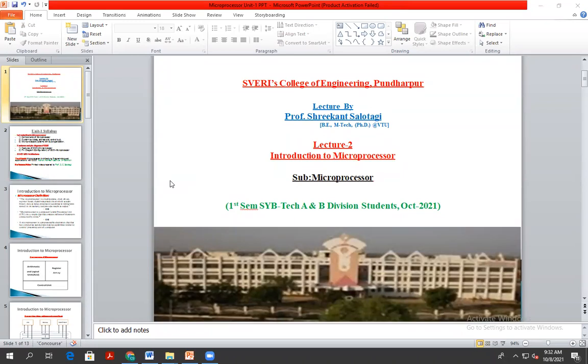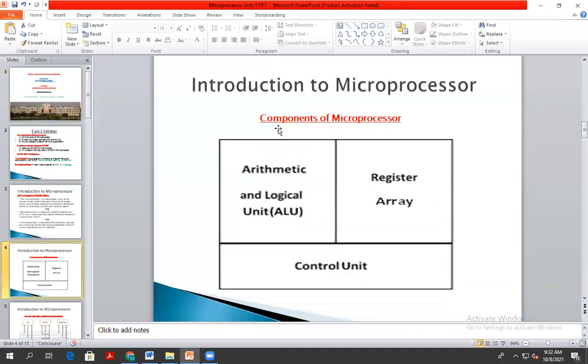Once again, good morning to one and all. Please, all of you concentrate on the lecture now. First, as your friend asked in the doubt, I have to go through that first. In PPT number 4, the components of microprocessor. Components means, for example, what are the components of a computer?